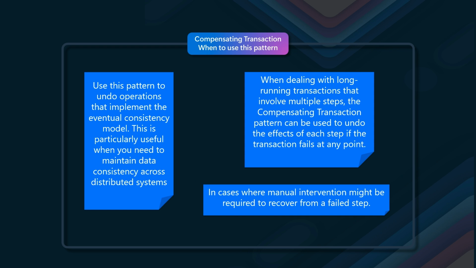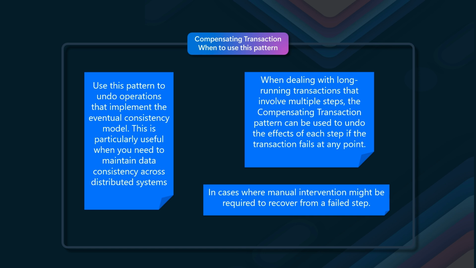Complex business processes and workflows. Use the compensating transaction pattern in cloud-hosted applications that implement complex business processes and workflows. This pattern helps in managing eventual consistency and ensuring that the system can handle failures effectively, avoiding the complexity of distributed transactions. Whether or not it's feasible to use distributed transactions due to their complexity and overhead, the compensating transaction pattern can be an alternative. It allows you to break down the distributed transaction into several compensatable tasks.